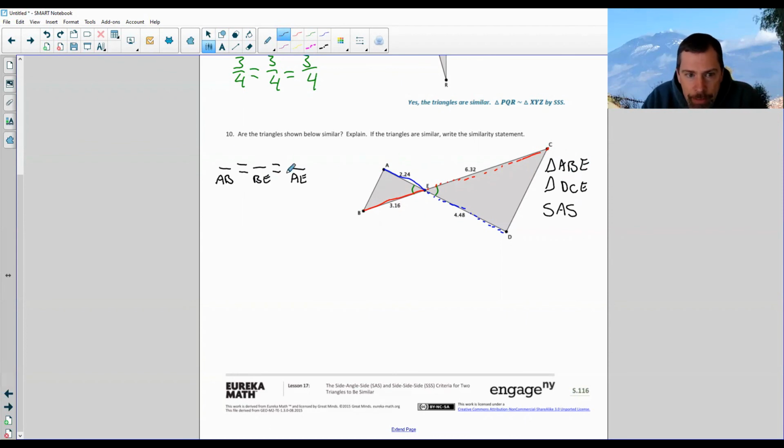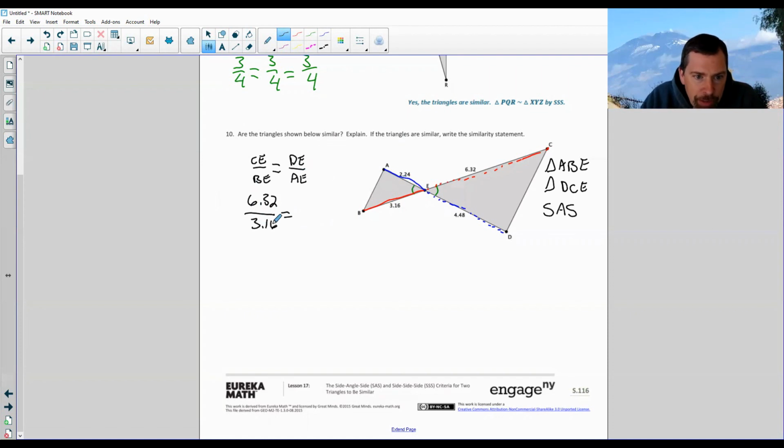AB is to DC, BE second, third, CE, and then AE, first, last is DE. So that is our proper setup, and then we fill in our numbers. AB, don't know it. We only have two sides, so why am I doing three? Good question, but it just helps you set it up. CE, 6.32 is to BE, 3.16, equals, well, I already know that that's half.